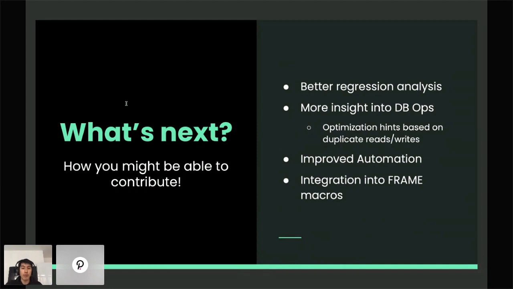Before I end, I just wanted to talk about what's next. Benchmarking has a long way to go. What we have here works well, but there's a lot of room for improvement. Things like better regression analysis, more insight into database operations, improved automation, and improved integration into FRAME. These are all things that we're looking to do. If you're interested in the whole benchmarking world, you can definitely contribute. I think the hard parts were mostly built already, and here we're just looking to make the user experience better.